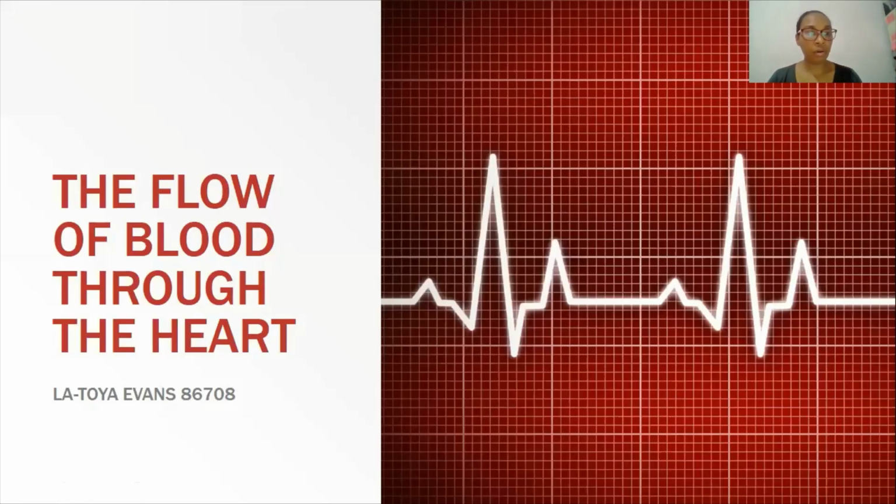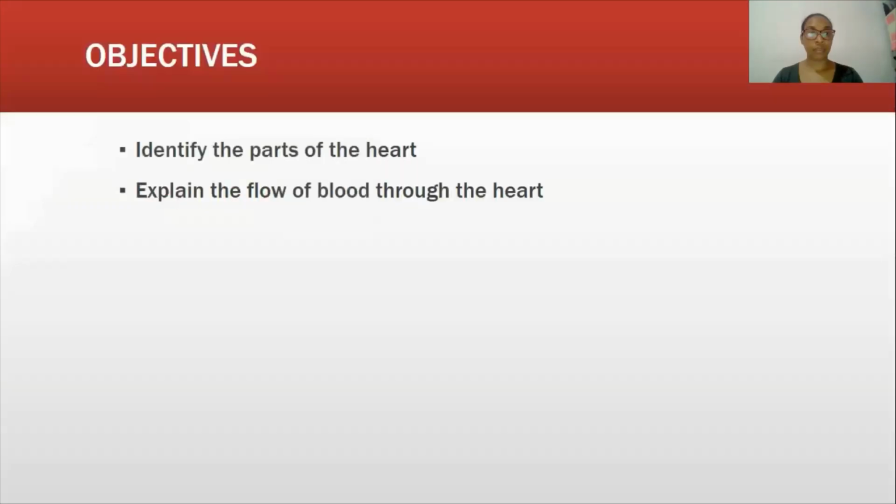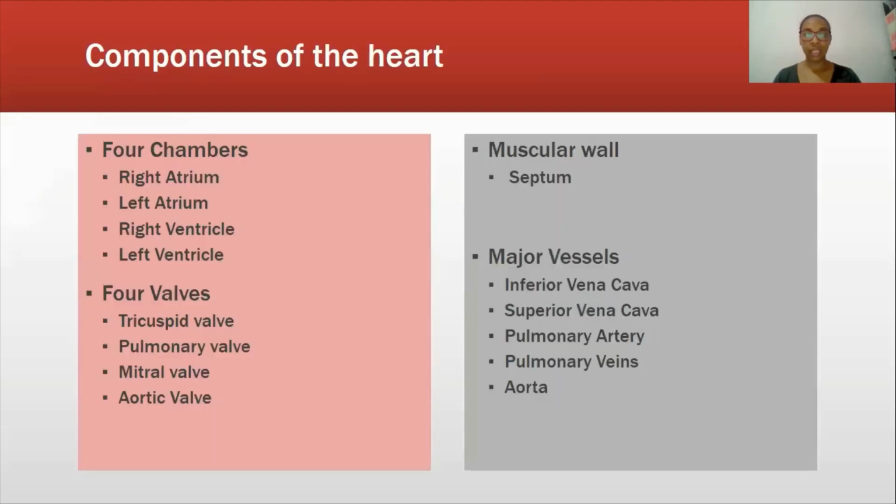The flow of blood through the heart. We're going to look at two objectives: identify the parts of the heart and explain the flow of blood through the heart. We're first going to look at the components of the heart.